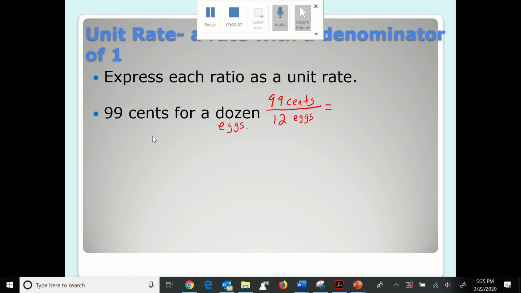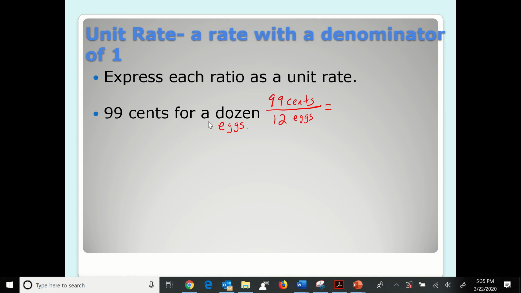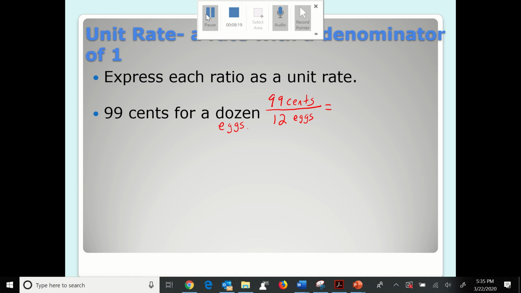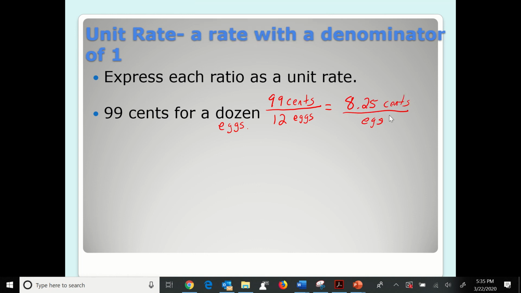And I realize we're missing a second unit here. So 99 cents for a dozen, and I just made it eggs, so it could be a dozen of anything, but 99 cents per 12 eggs. So we need to divide here. And your calculator comes in pretty handy, and we get 8.25 cents per egg. So 8.25 cents per 1 egg. So our denominator is 1 here.